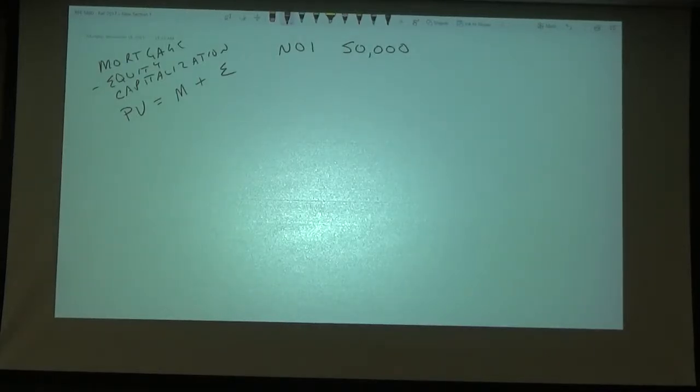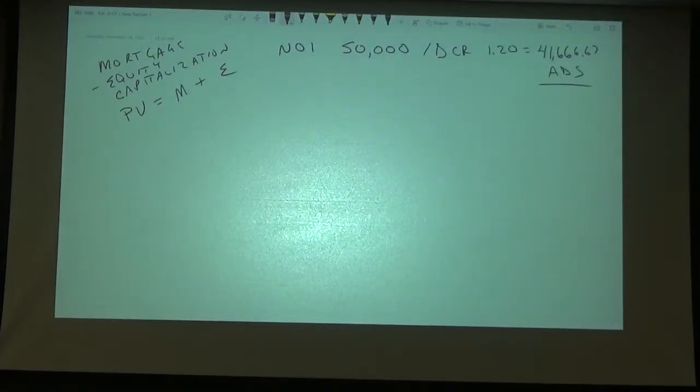You're going to take that and say, we have a debt coverage ratio of 1.20. If we take that, and remember the calculation that we do there, 50,000 divided by 1.2, that means we are going to be left with $41,666.67 as our annual debt service. Okay? Everybody with me so far?